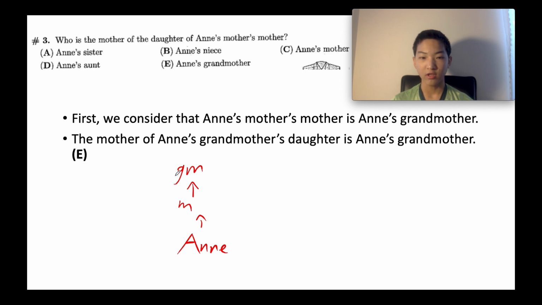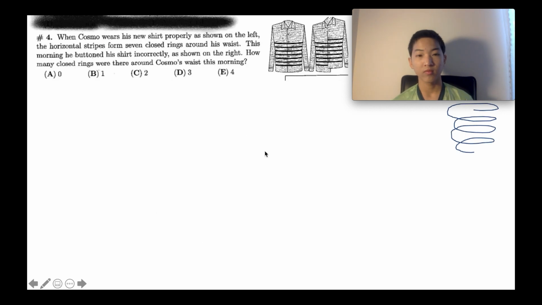Her grandmother's daughter will be, so let's just say I'll label this as step 1. So mother, step 1, mother's mother, step 2. The daughter of her, step 3. So when you look at the daughter of Anne's mother's mother, or Anne's grandmother, it'll just be Anne's mother. And then step 4 is who's the mother of that daughter? Well, then we go back to Anne's grandmother for step 4. So it's just Anne's grandmother, which would in this case be E. So now we have question 4.